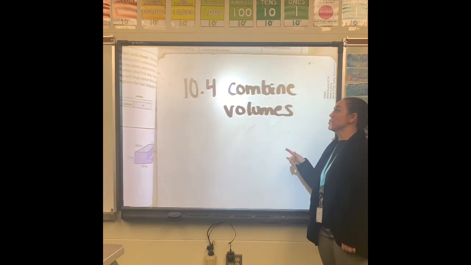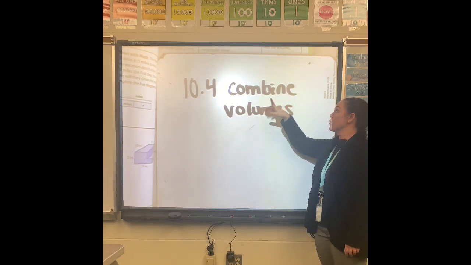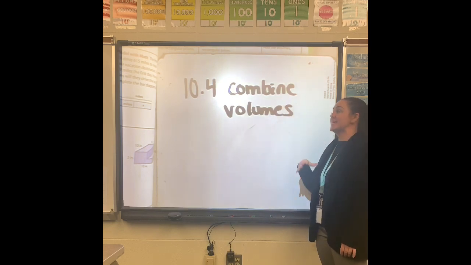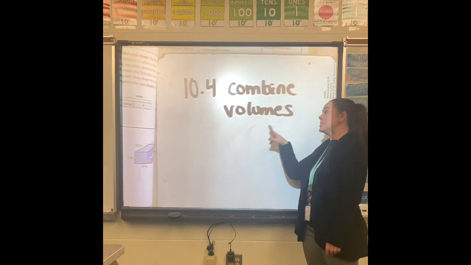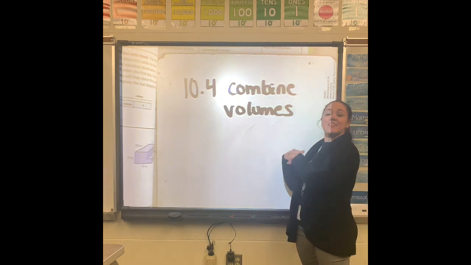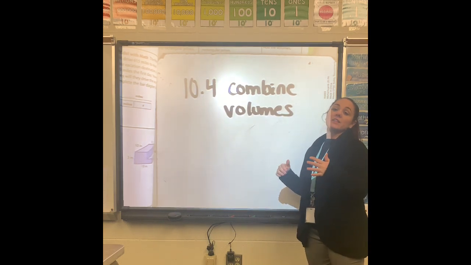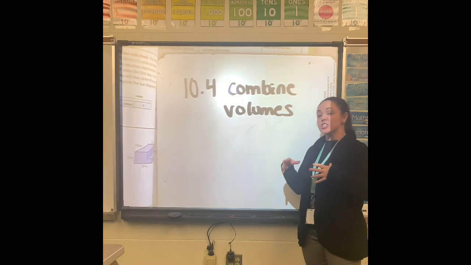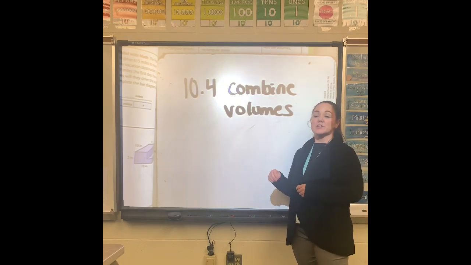Today, we are going to work on 10.4, which is combine volumes together. We've spent 2 days on this. We did spend yesterday working on this. Today, they are taking it home for homework. There are some challenges with it that I'll explain as we go along.